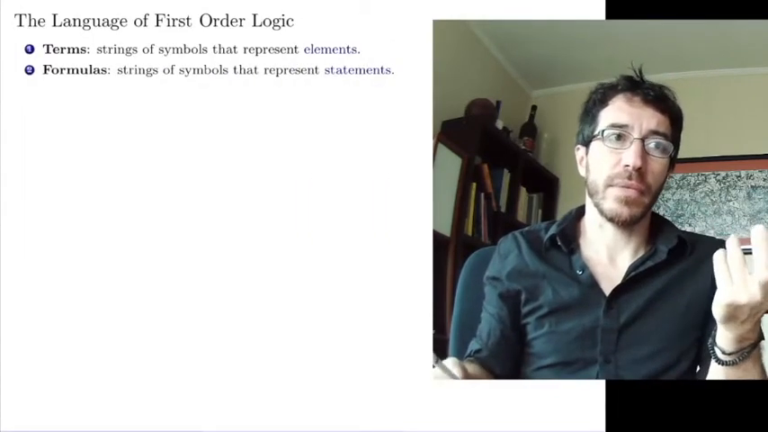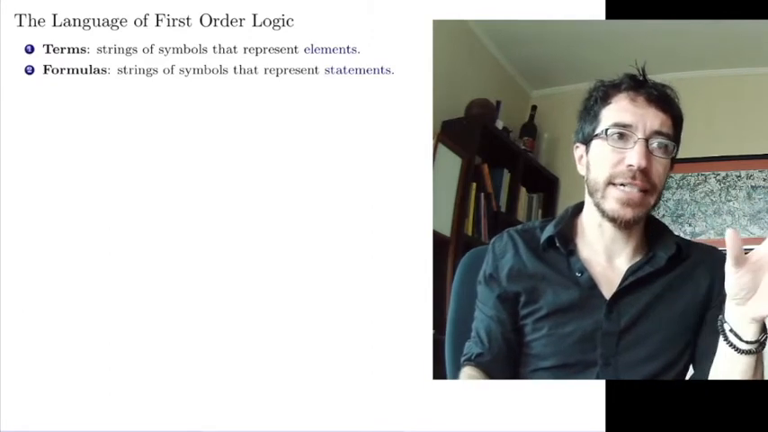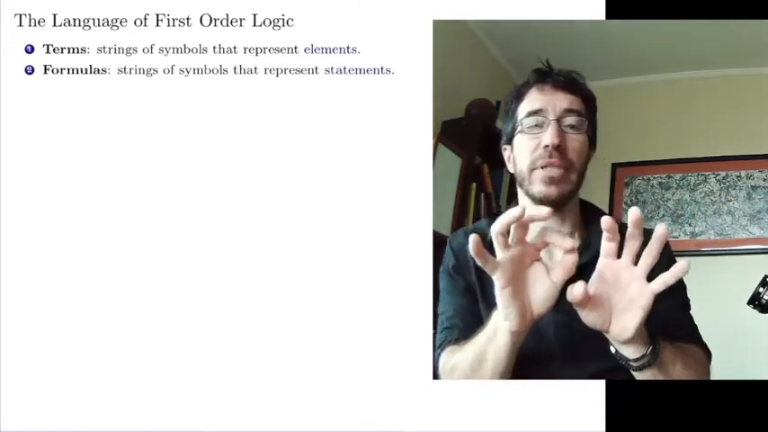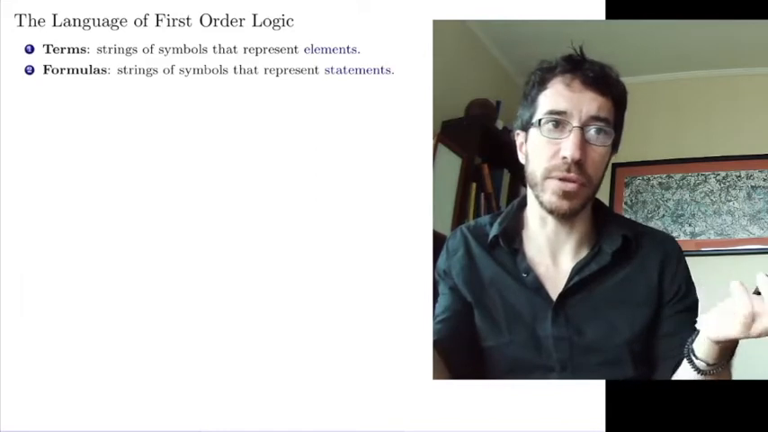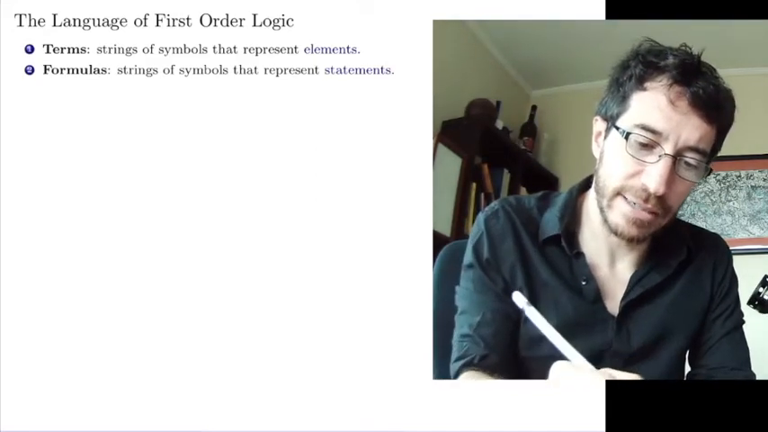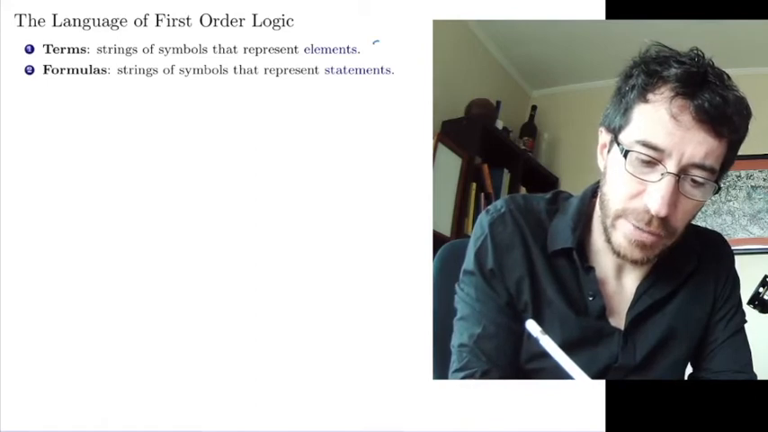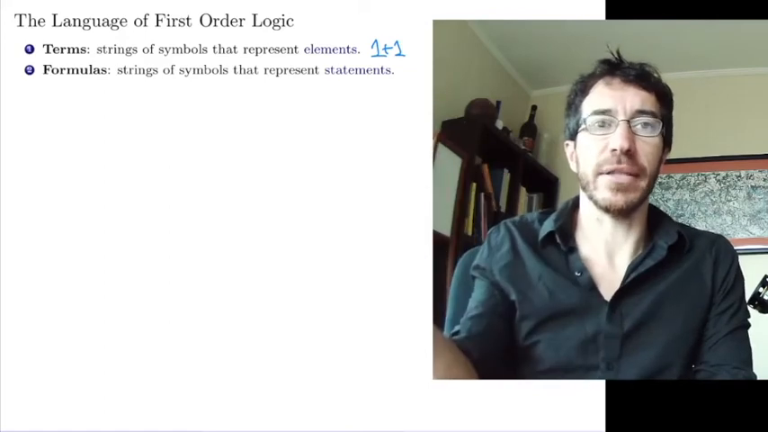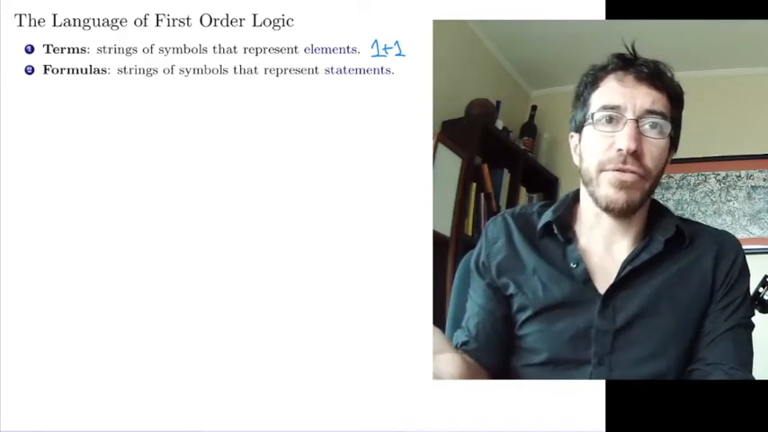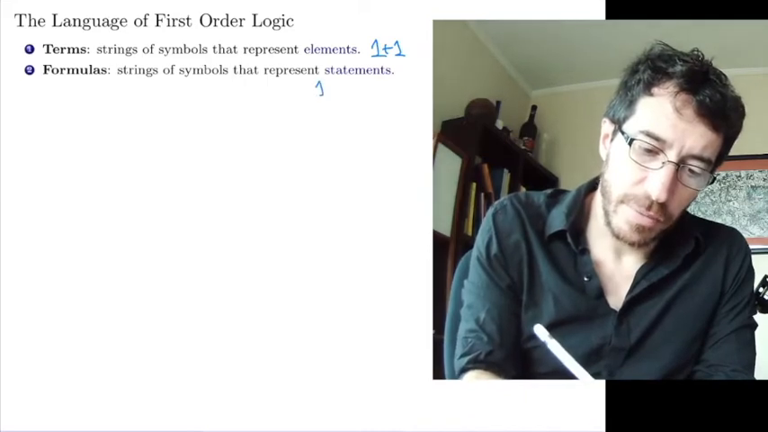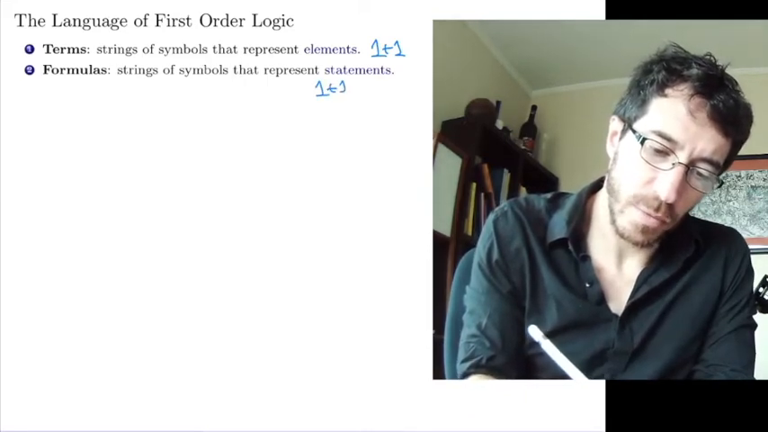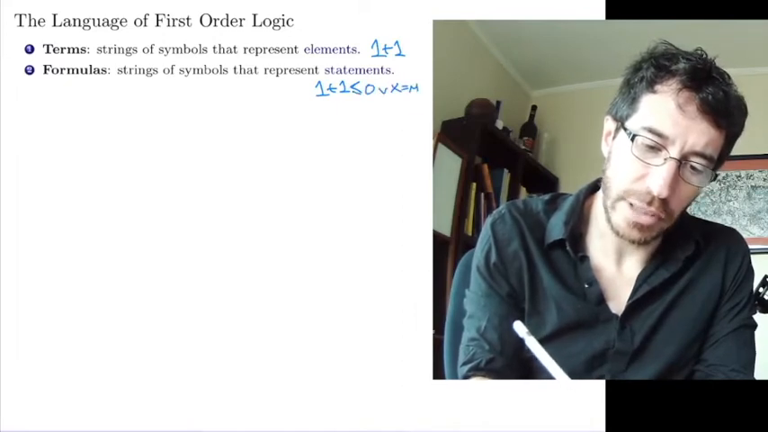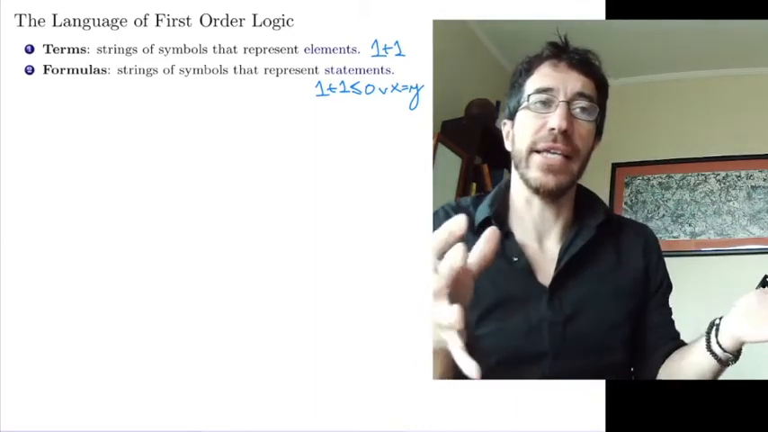So both are going to be strings of symbols, but the terms are going to represent elements, and the formulas are going to represent statements. They could be true or false, all right? So for instance, a term is going to be something like 1 + 1. That's a term. It represents an element, all right? And a formula is going to be something of the form 1 + 1 ≤ 0 or x = y. That's something that is either true or false, right?